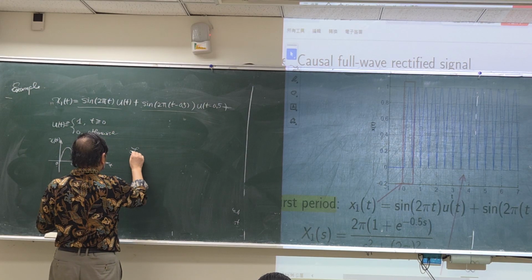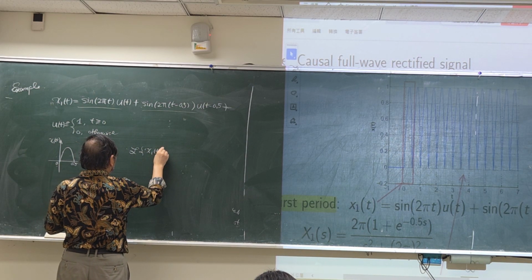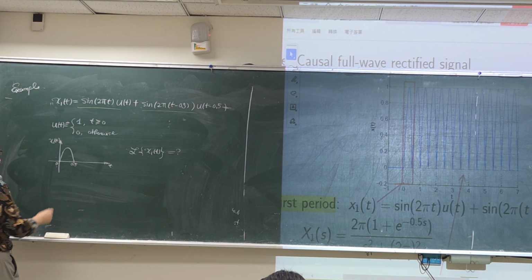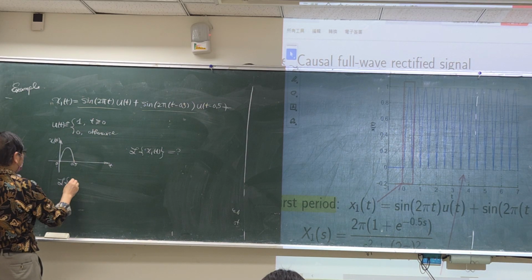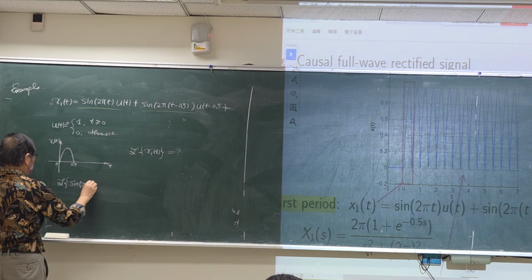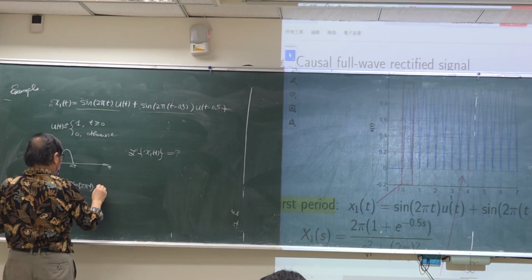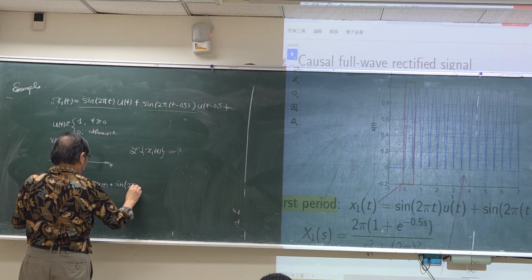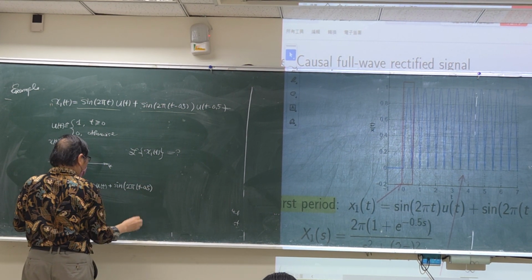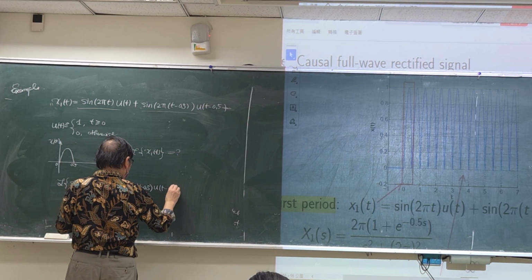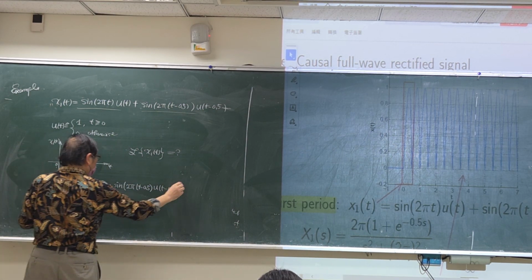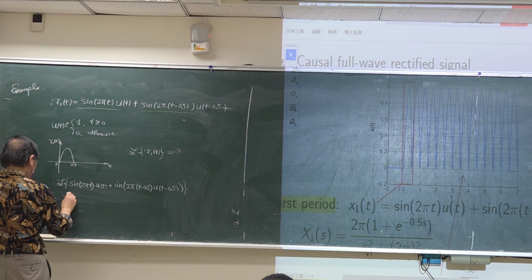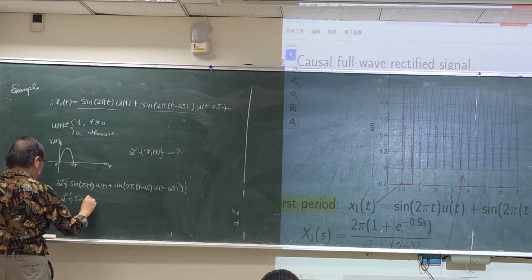So if I take the Laplace transform, let's see what happens. Now, since the Laplace transform is a linear operator, I can split the two terms.